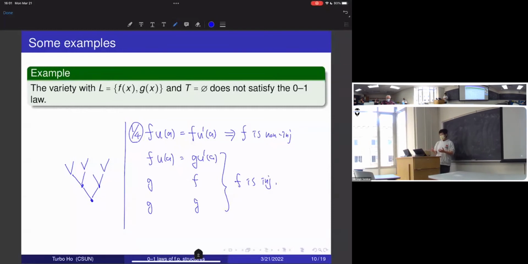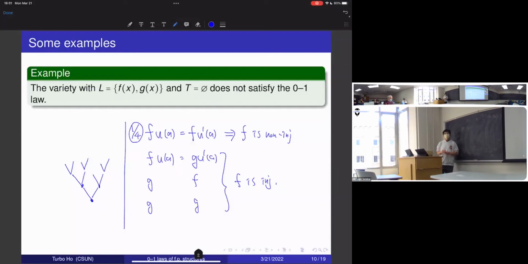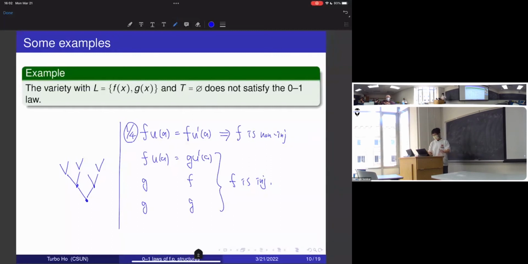Okay? So that will directly give you a sentence, namely the sentence saying, for all x and y, x equals y implies f of x equals f of y. So the sentence saying f is injective is not going to satisfy the 0-1 law. Right? Make sense? All right. So now we have all three possibilities. So the question is now, well, what happens next, right? Is there a nice way of giving sufficient or necessary conditions for these to happen?